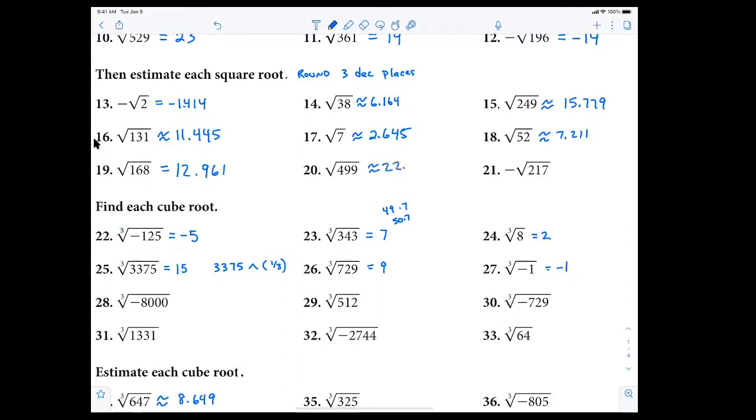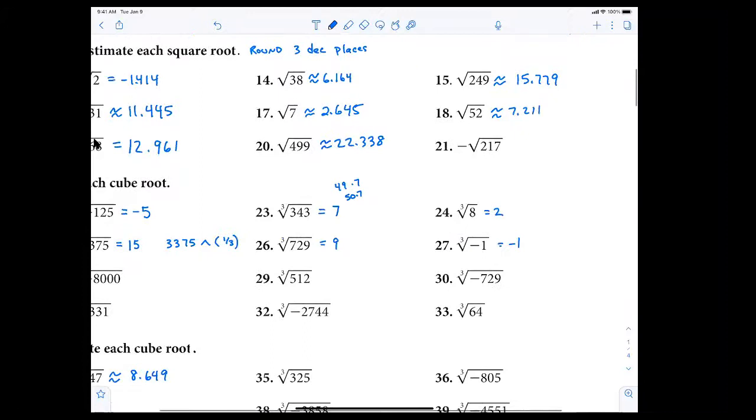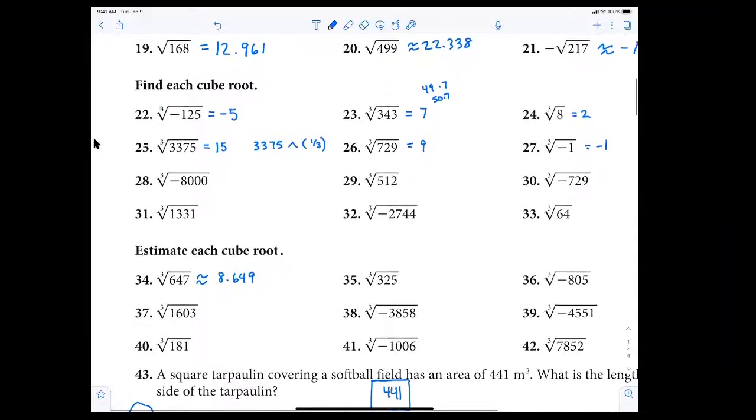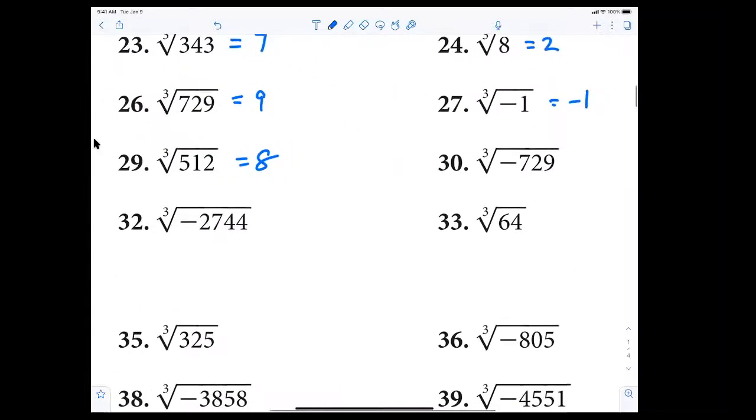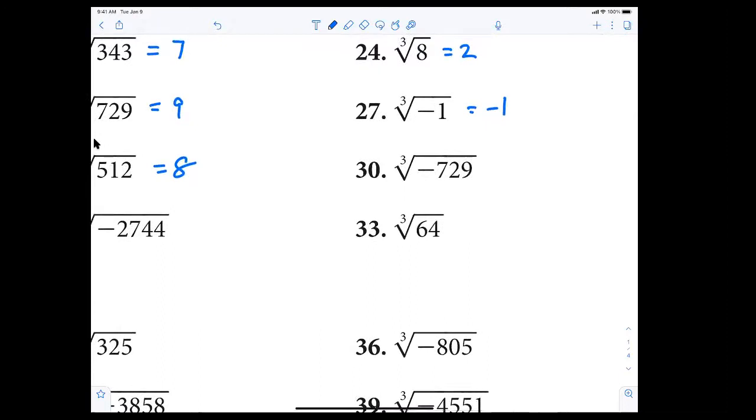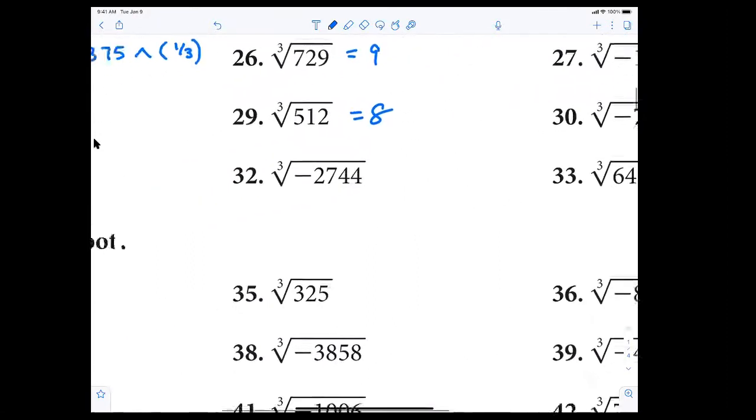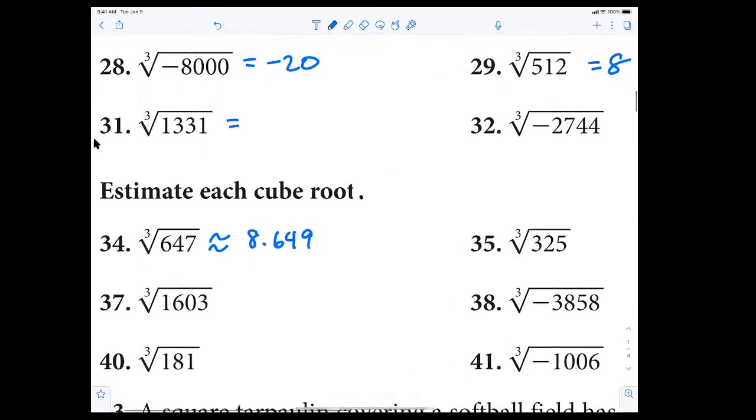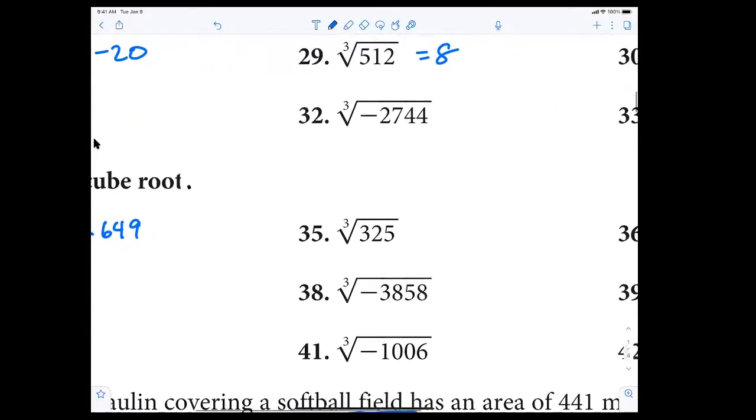22.338. And then give me Trimble. Negative 14.73. Thank you. All right. And then 28, Miss Bailey. Negative 20. Good. And 29, Jensen. 8. Good. And how about 30? Negative 9. Thank you. 31. 11. That is true. 32. You're up, Max. 6.